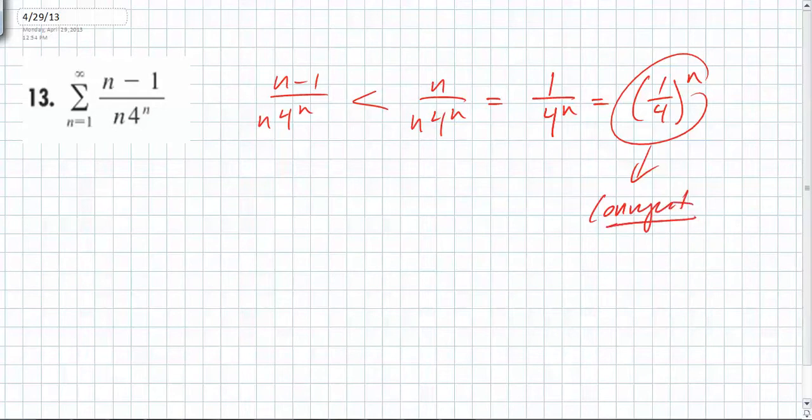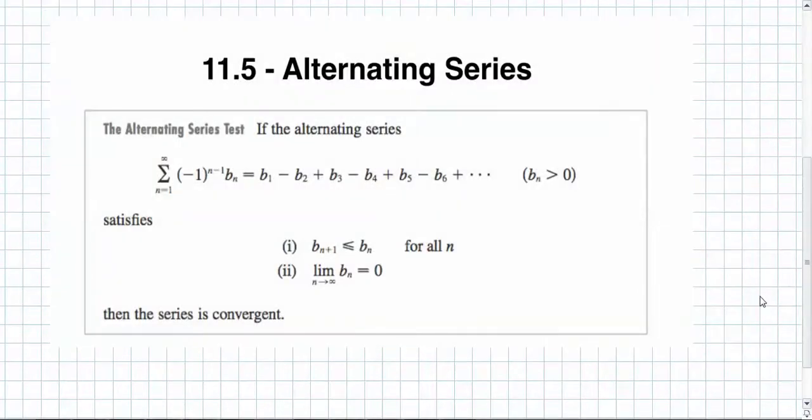Good job. It says, if the alternating series, so you have a series and it's just going minus plus minus plus, or plus minus, satisfies the fact that the next term is always less than the one previous, and the limit is going to 0, then it converges, which is more powerful than what we had before, because if it was just positive, does this hold?